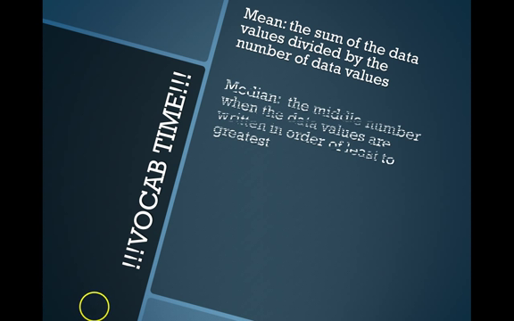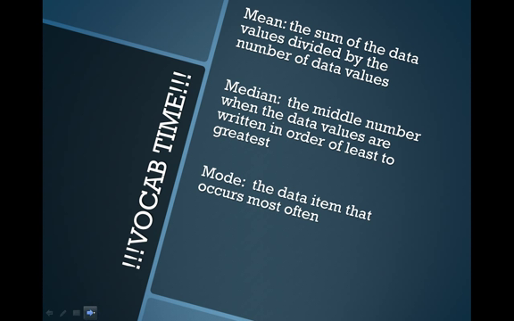The next word we're going to talk about is median. The median is the middle number when the data values are written in order of least to greatest. So we order all the numbers from least to greatest, and we figure out which number is in the middle. That's my median. Then we have mode. It's the data item that occurs most often. So you have the most and mode.